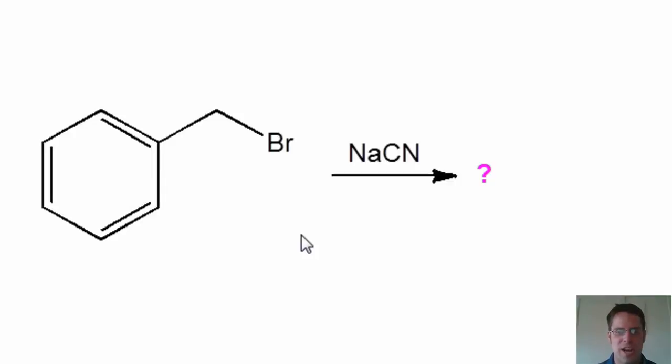Because it's not tertiary, it's not going to be SN1. So that means it's going to be somewhere in the middle. Which one is it going to be? Well, I have to ask the second question. Is my nucleophile strong or weak?